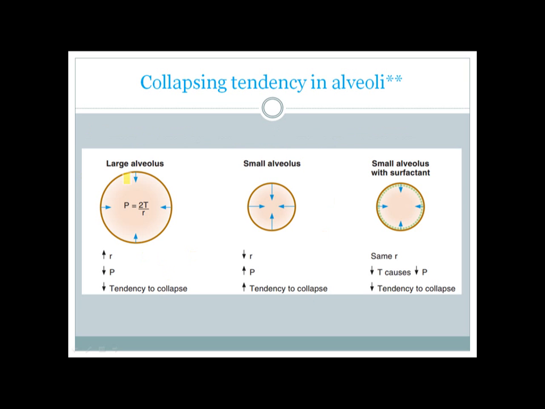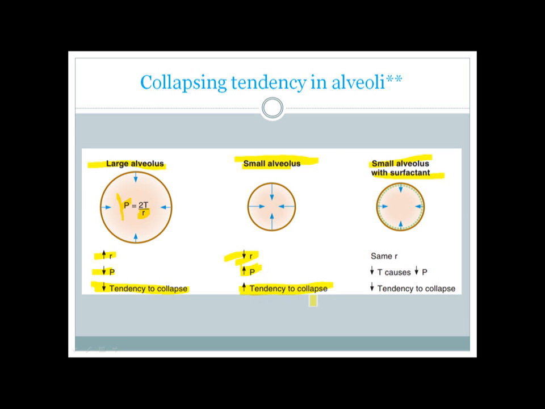So here is a graphical representation of this concept. You have a large alveolus, a small alveolus, and a small alveolus with surfactant. In the large alveolus, as the radius is very high, this creates a very low collapsing pressure. So the collapsing pressure is low due to the high radius, and ultimately there is a decreased tendency to collapse. So you can say that the large radius is keeping the alveolus open, and in the small alveolus, as the radius is small, the pressure is higher and there is an increased tendency to collapse.